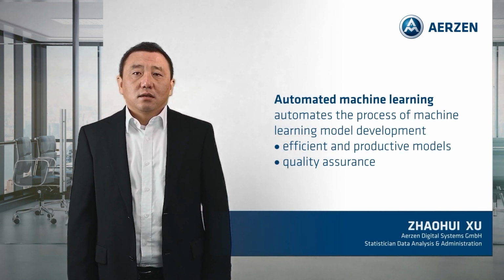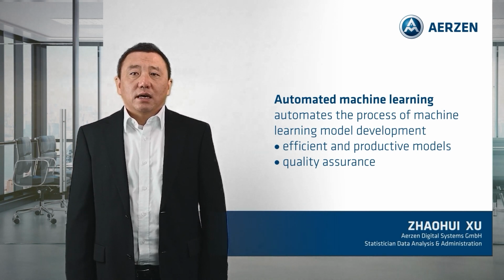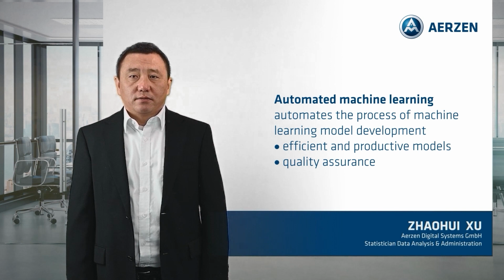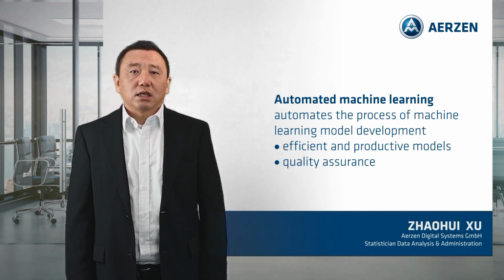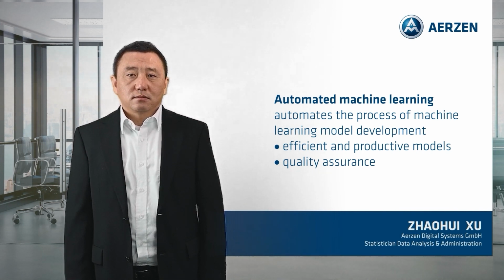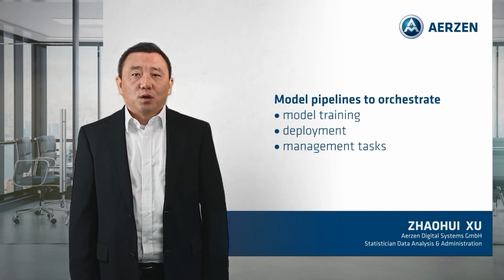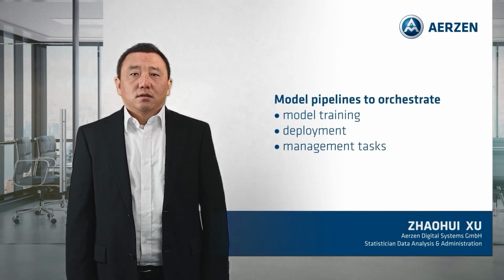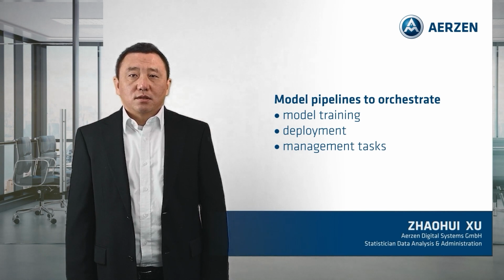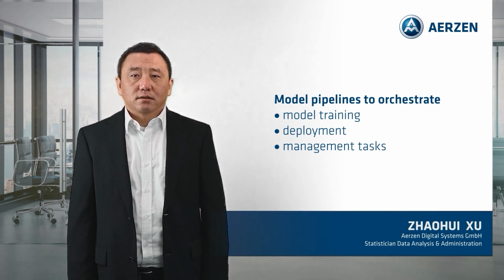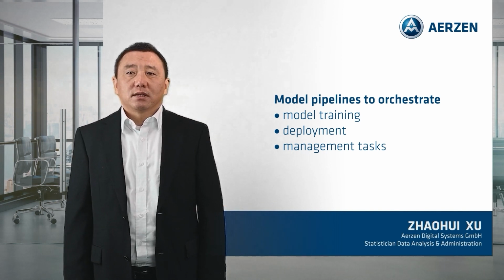Automated machine learning automates the time-consuming and iterative process of machine learning model development. I, as a data scientist, can use it to generate efficient and productive models with quality assurance. I can define model pipelines to orchestrate model training, deployment, and management tasks. All in all, AutoML is one further way of enhancing the analysis process.